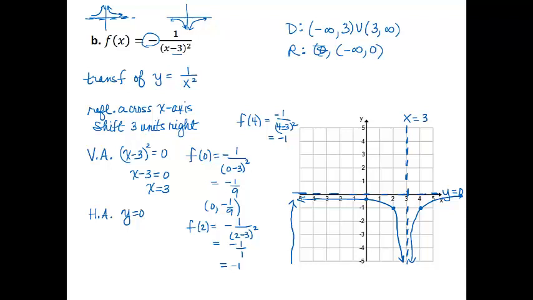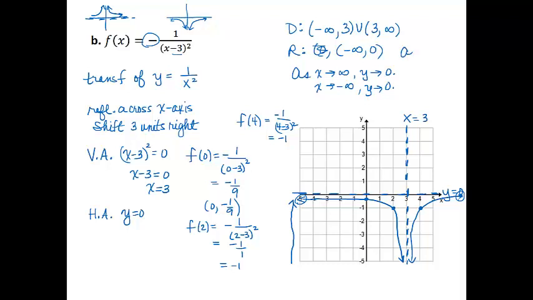Now our end behavior, as x goes to infinity, and as x goes to negative infinity, we're looking at what do these end pieces do. So as x goes to infinity, we're approaching that horizontal asymptote of 0, y is approaching 0. And likewise, as we approach negative infinity, y is approaching 0.